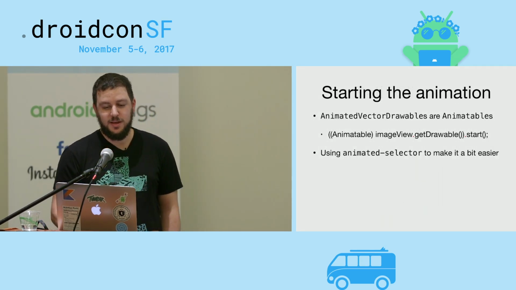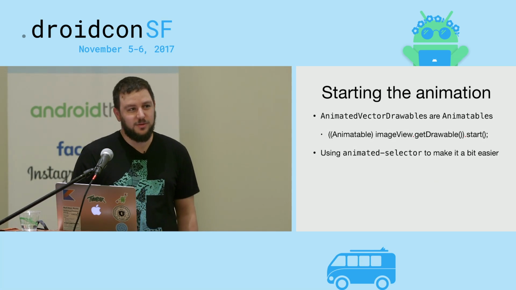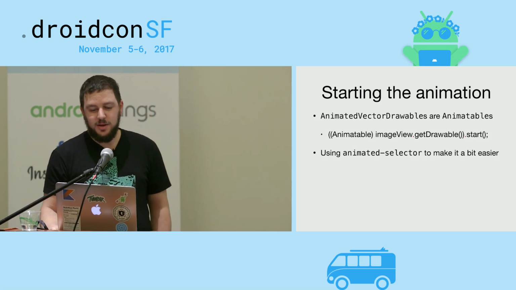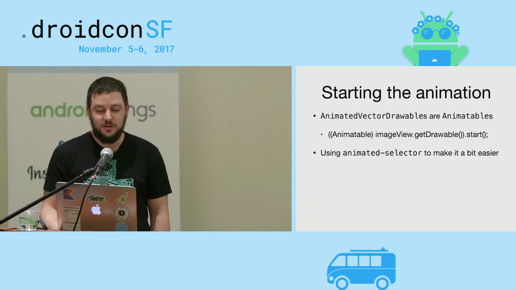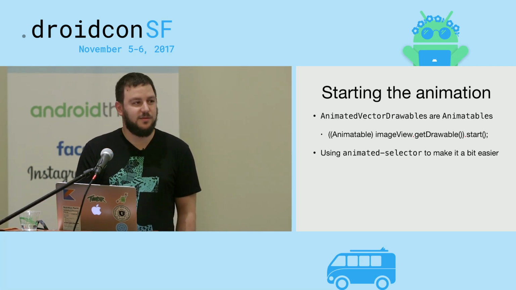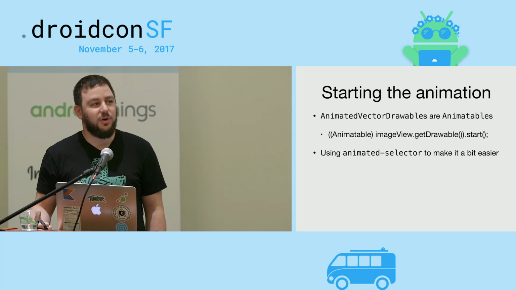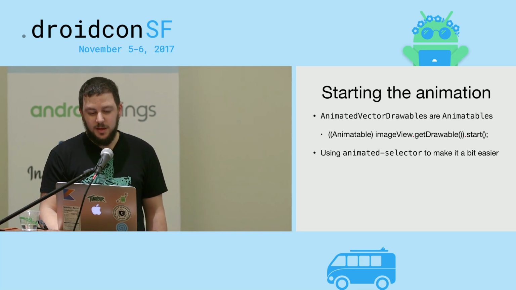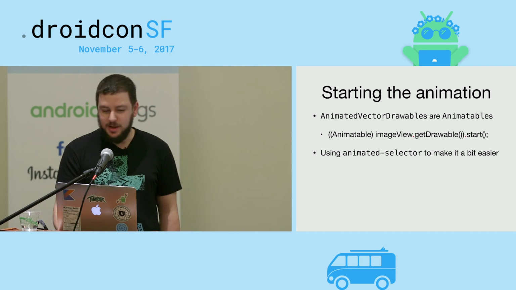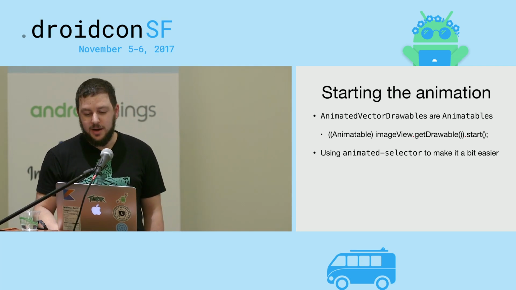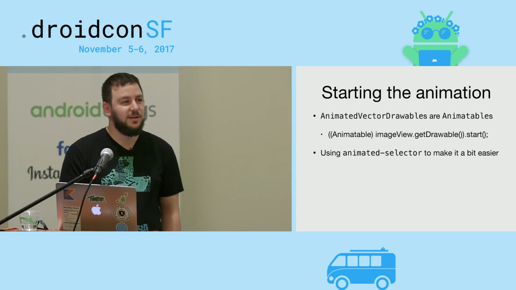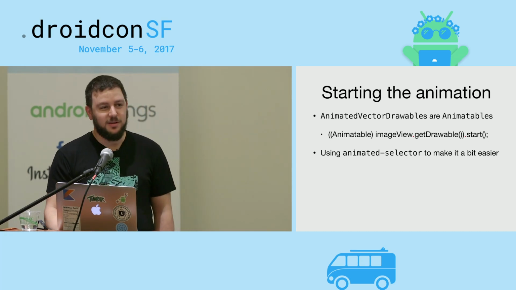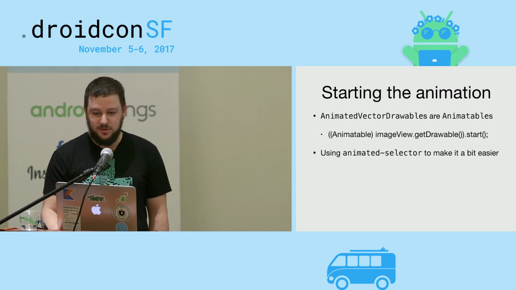Last thing is, how do we actually get these to start? Well, AnimatedVectorDrawables actually implement the Animatable interface. And what that means is all you have to do is grab a reference to the drawable and call start or stop. But if you're lazy like me and you want to make this even easier, you just define an animated selector in XML. You pass it the animated vector drawable file, and it does all the magic on its own.